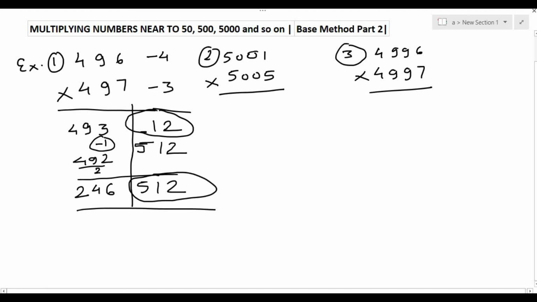Just taking care of one thing, that when we do it with 500, there are 3 places on the right hand side and 5 will be added on the first place of the right hand side, and the remaining 2 numbers will be coming down as it is. So let us see example 2 now.